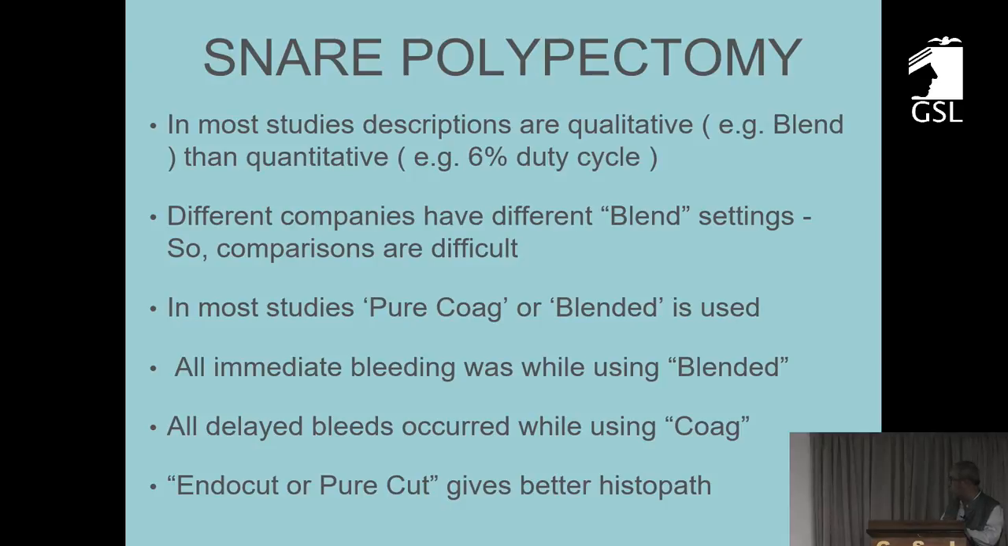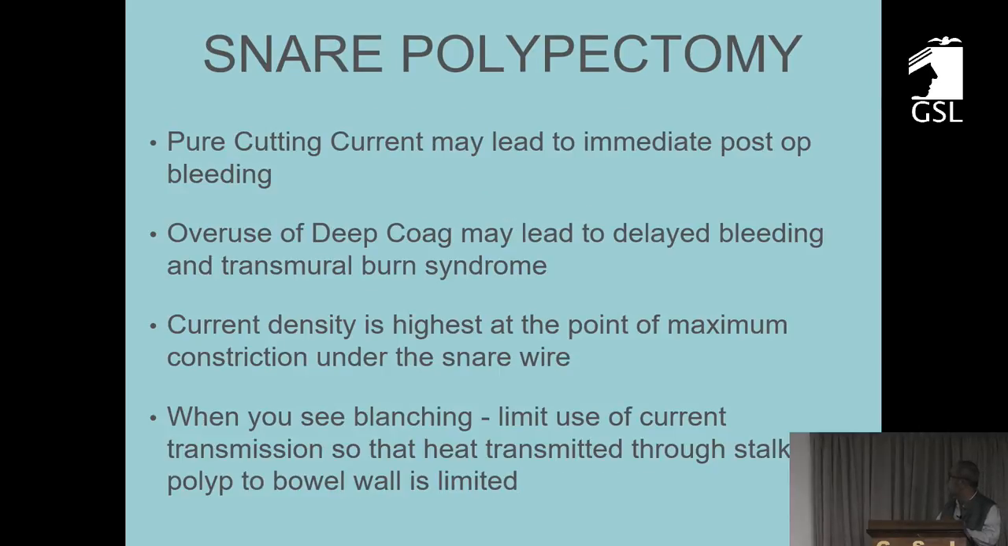Endocut or pure cut gives better histopathology. Pure cutting current may lead to immediate post-op bleeding. Overuse of coag may lead to delayed bleeding and transmural burn syndrome. Current density is highest at the point of maximum constriction and under the snare wire. When you see blanching, limit use of current transmission so that the heat transmitted through the stalk of the polyp to bowel wall is limited.